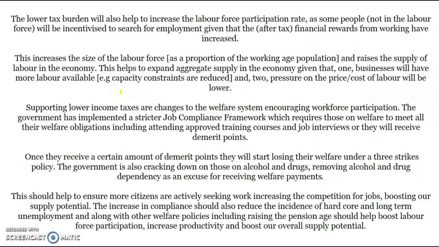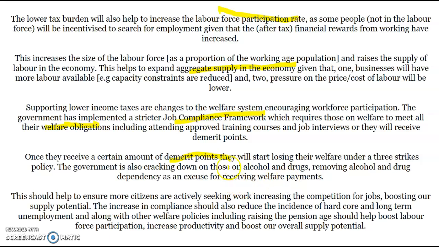There's one policy there on taxes, and then you need another one on welfare. So the lower tax burden will increase labour force participation. This will help to raise the supply of labour, expand our aggregate supply potential, and then it can be complemented with things like the job compliance framework. So anyone on welfare is required to meet certain obligations, like attending approved training courses and job interviews. They receive a certain amount of demerit points, and then once they've acquired a certain amount, they can start going through this three-strike policy where they can start losing their welfare.